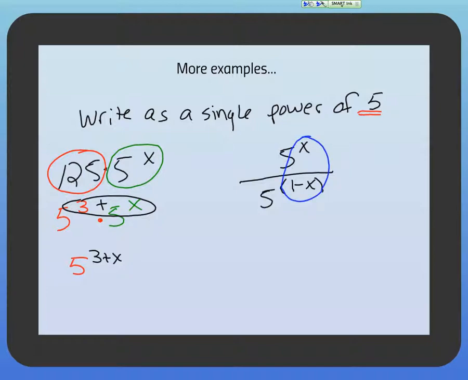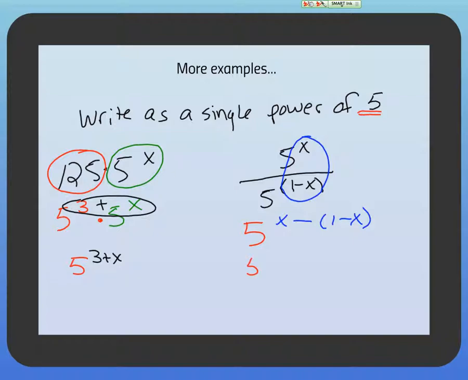Alright, so now I've got these 2 powers of 5. When I'm dividing, what do I do with my exponents? Subtract them. So I've got 5, but I'm going to have x minus the 1 minus x. So it's always the numerator minus the denominator, by the way. Don't do it the other way. That's not going to work out. So it's always the power in the numerator minus the power in the denominator.